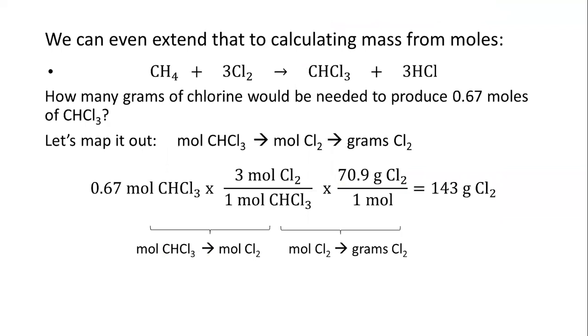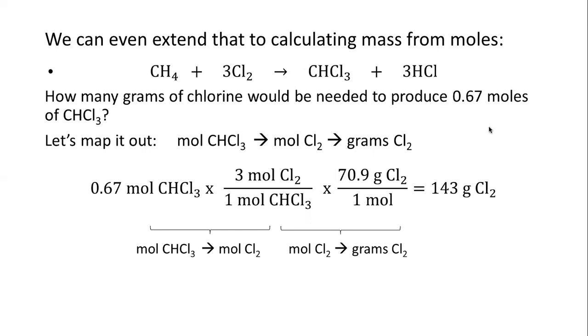We can even extend that to calculating the mass from moles. So we're going to take our stoichiometric equation even further. We stopped at moles, but we can go to mass. In this question, we're asking how many grams of chlorine would be needed to produce 0.67 moles of CHCl3. Let's map it out. So we're going to go from moles of CHCl3 to moles of Cl2, or chlorine, to grams. Let's set up the equation.